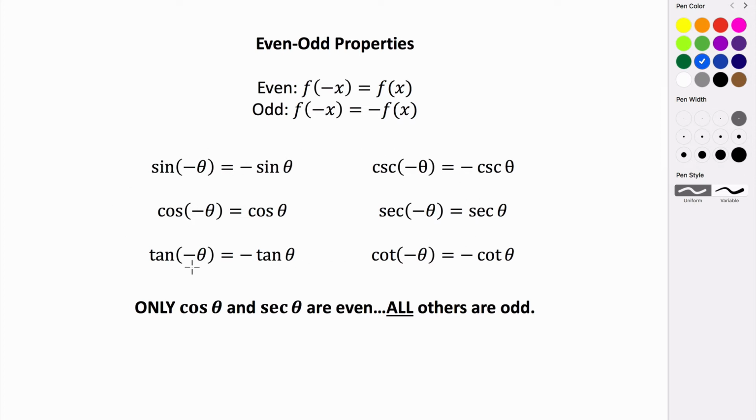This is helpful in that it lets us focus on remembering the values of our trig functions in the positive rotation around the unit circle, and then remembering whether the function is even or odd, we can either take the opposite of that value or keep it the same if it's even. So let's try a couple of examples.